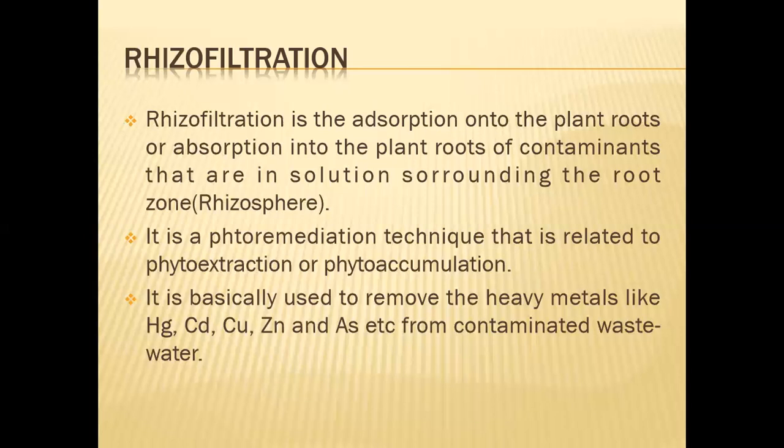It is a phytoremediation technique that is related to phytoextraction or phytoaccumulation. In phytoextraction or phytoaccumulation, we can also use plants for the removal of heavy metals. But in rhizofiltration, we remove heavy metals from wastewater, while in phytoextraction or phytoaccumulation, we remove heavy metals from contaminated soil. It is basically used to remove heavy metals like mercury, cadmium, copper, zinc, and arsenic, etc., from contaminated wastewater. Moving to the next slide.